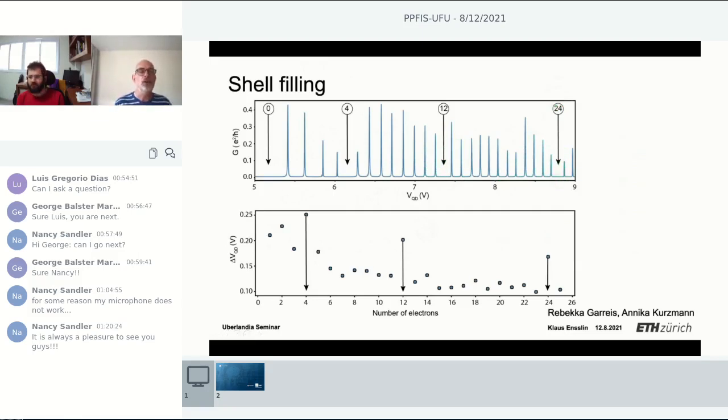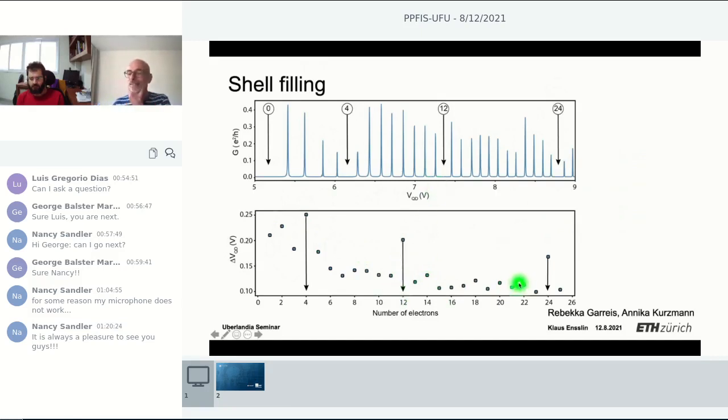On the bottom plot, I show you the peak separation. And you see peak separations go down. For electron number 4, it goes up for the reason we discussed, goes down. Then for electron number 12, goes up. That's here. And then for electron number 24, it goes up again.